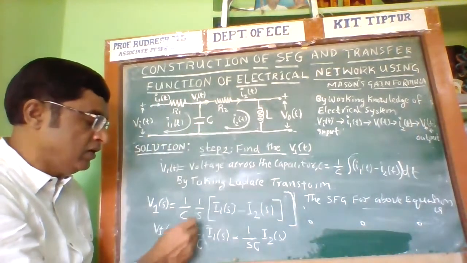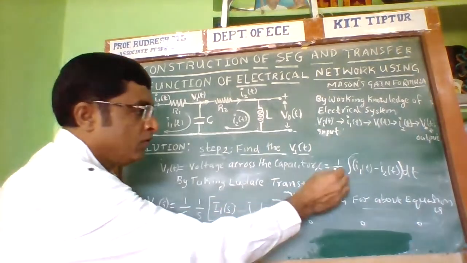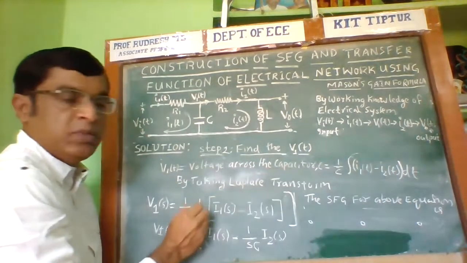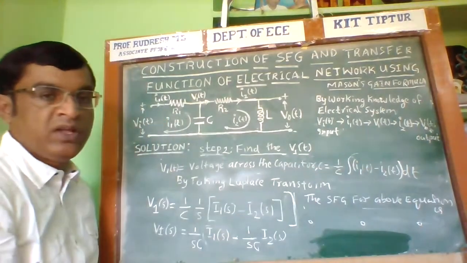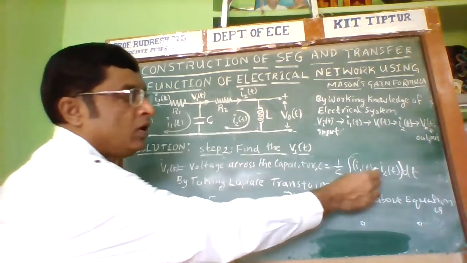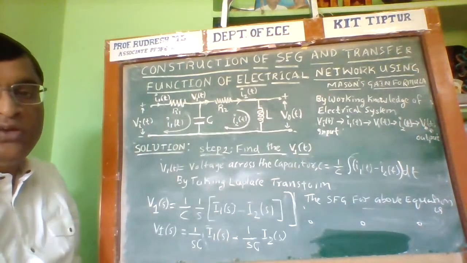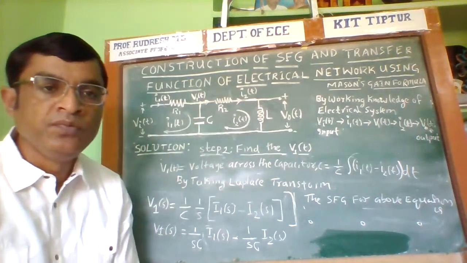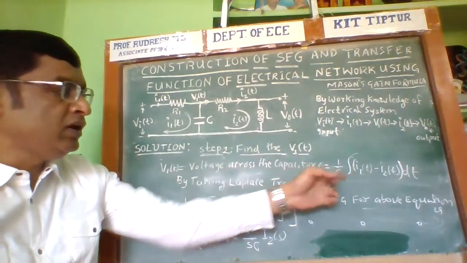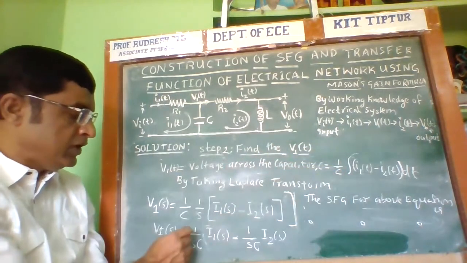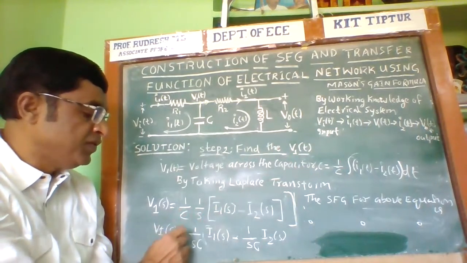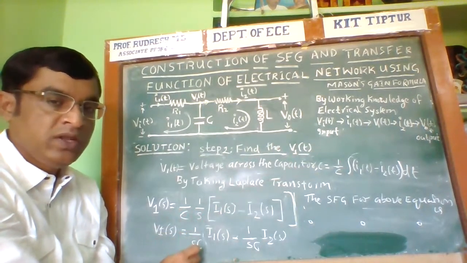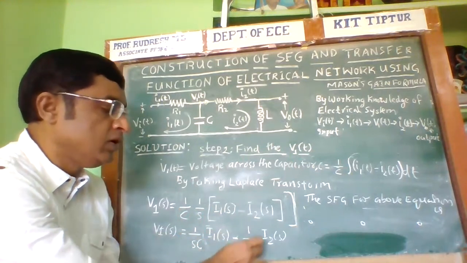Therefore, I am writing here 1 by C as it is, and for the integral dt, 1 by S. Then the Laplace transform of I1 of t becomes I1 of S, and the Laplace transform of I2 of t becomes I2 of S. After taking the Laplace transform, we go for multiplication. V1 of S is equal to 1 by SC into I1 of S minus 1 by SC into I2 of S.